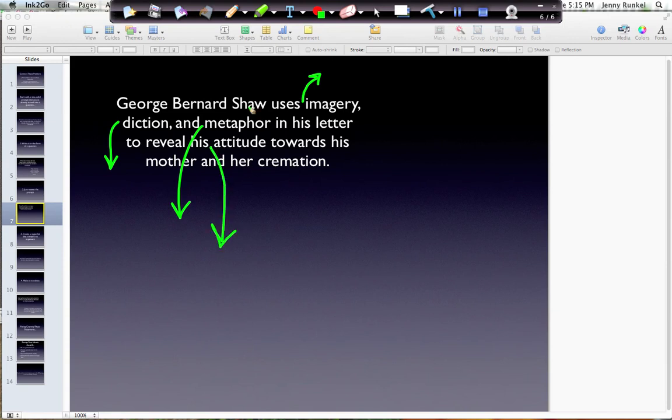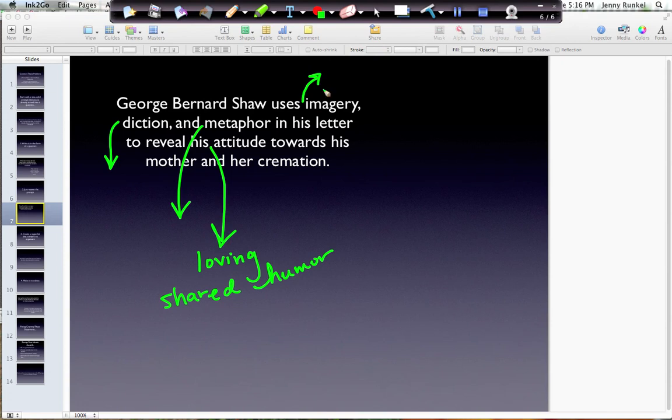And instead of saying in his letter revealing his attitude, you're going to say what his attitude is. So again, we can say reveal his loving attitude. Not a great word, but it's better than nothing. For lack of a better word, they have a very close relationship. They have a shared sense of humor. Obviously that doesn't flow, so we probably wouldn't use that. We'd come back to that. But we would talk about what his attitude is and what his attitude is towards her cremation.